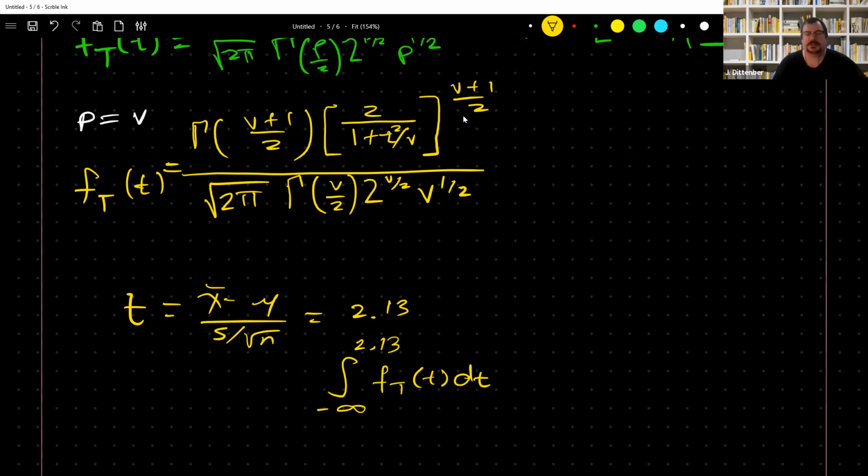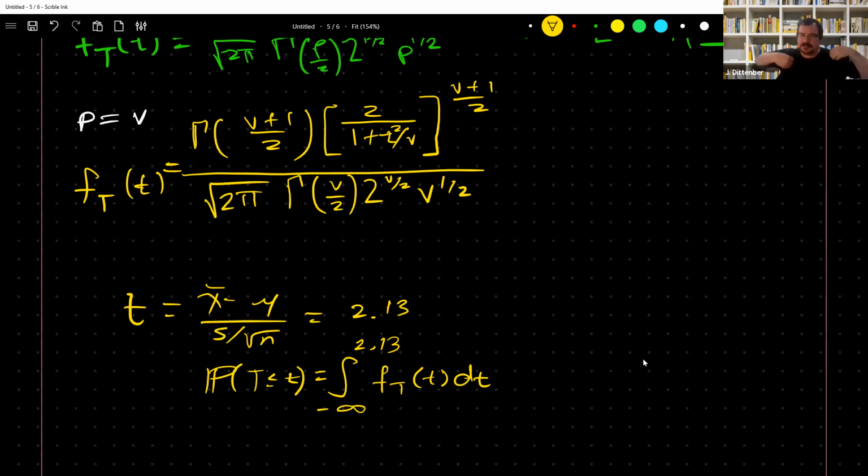And what is this? This is actually our CDF, and it gives me the probability that t is less than or equal to this particular t value. This is how we get confidence intervals for t-scores. This is how we can determine whether we're rejecting or failing to reject a null hypothesis based on a t-score.